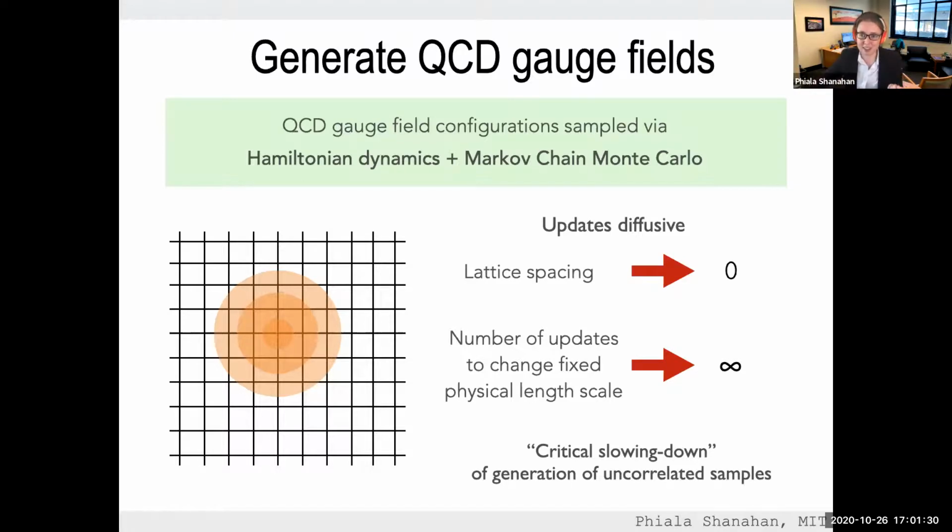And this is critical slowing down. And especially as we go to larger states, heavier masses, where we want finer lattice spacings, this becomes a serious problem. And this is a problem that my group's trying to address through new algorithms.